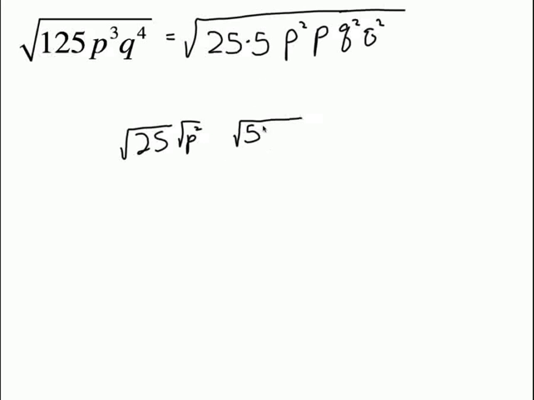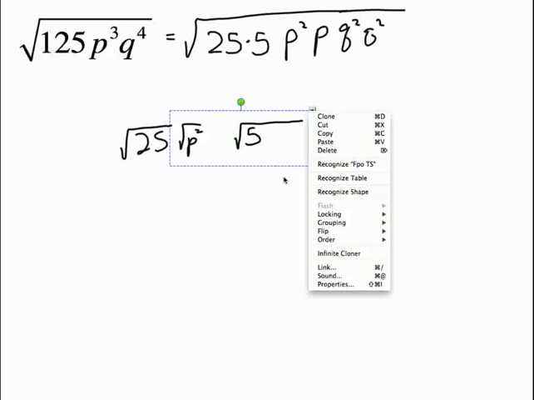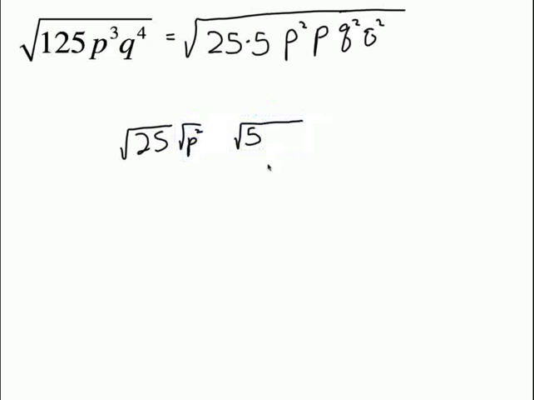I'm going to move this guy over because I'm going to need a little more room. So this guy I'm going to keep inside because he's not going to simplify, and these two I can bring out. So this becomes 5.